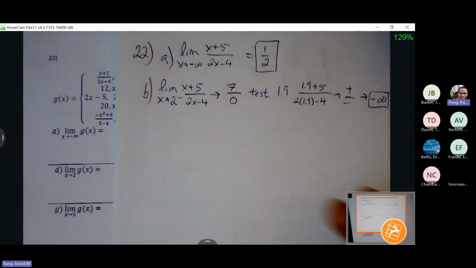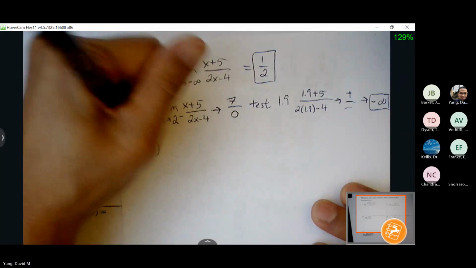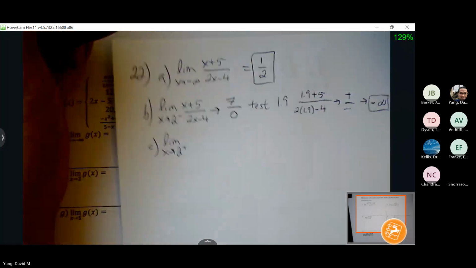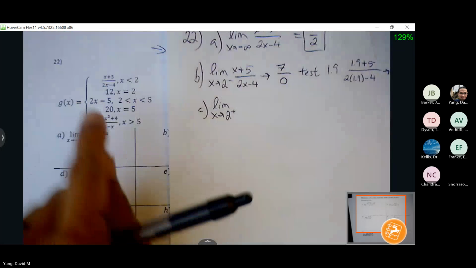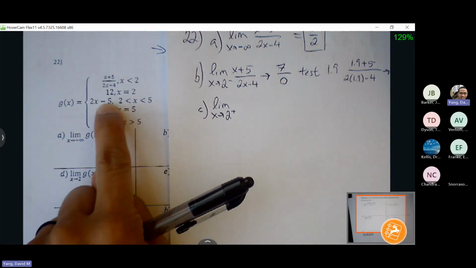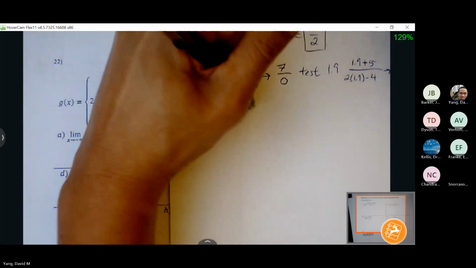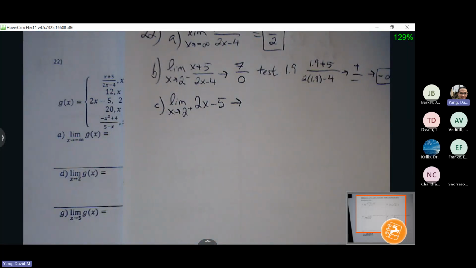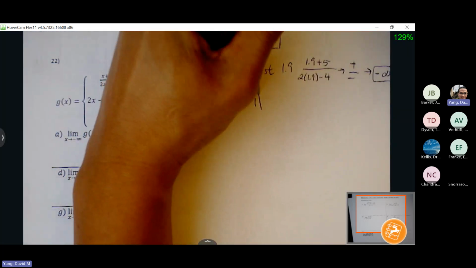Okay, 2 from the right. Third one here, right? Plug 2 in for x, no decimals, right? Just the integer. So 4 minus 5 is -1. That's a real number. There's nothing more that we need to do.